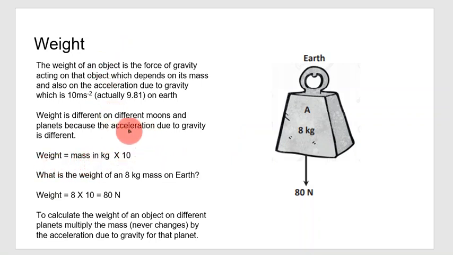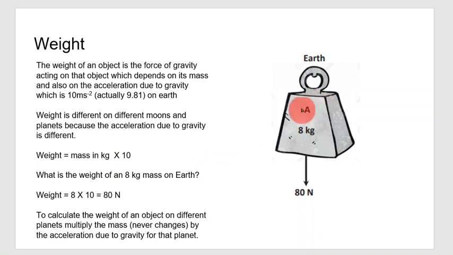So if we want to work out what the weight of an object is, and remember that's going to be a measure of force, what we can do is take the force of gravity on Earth. So if we're talking about objects on the Earth, we can round 9.81 up to 10 meters per second squared. So if I want to work out the weight of a mass, I take that mass and multiply it by 10.